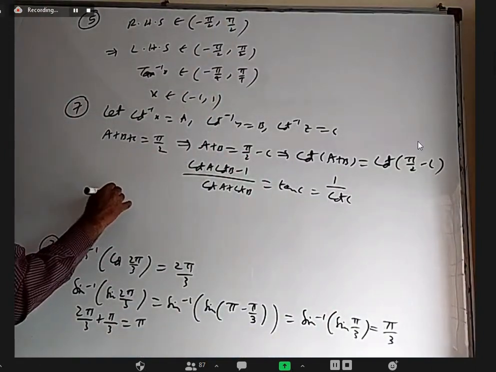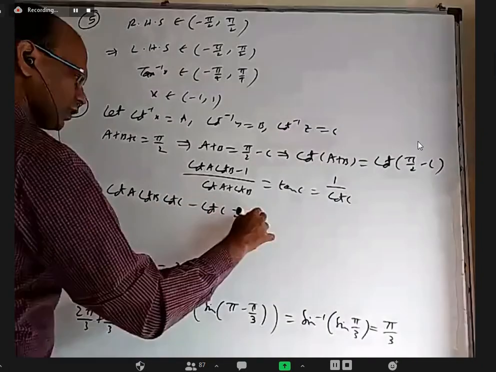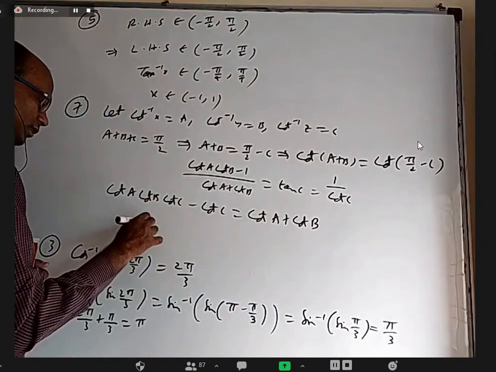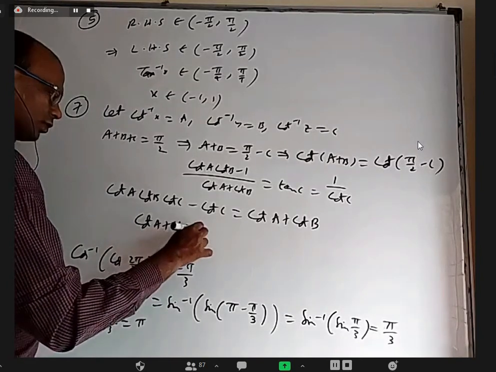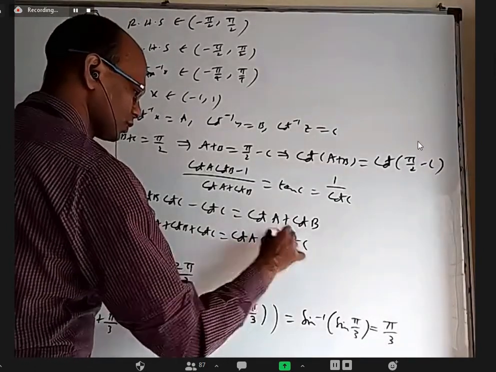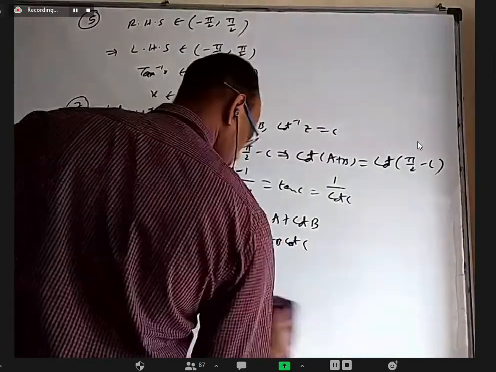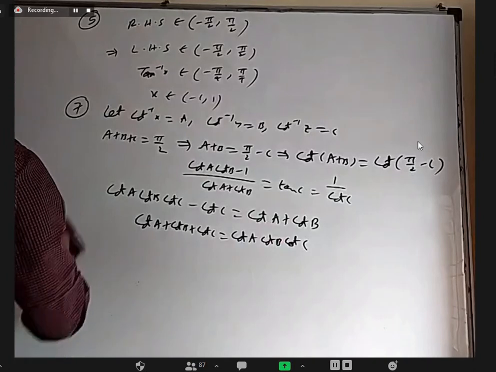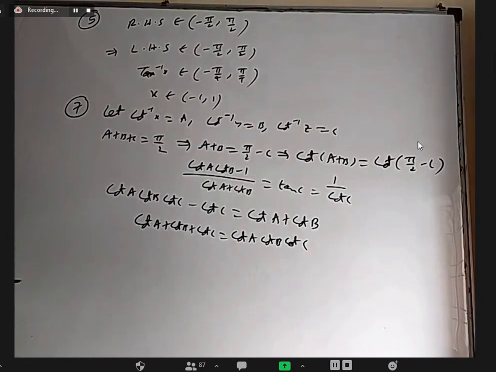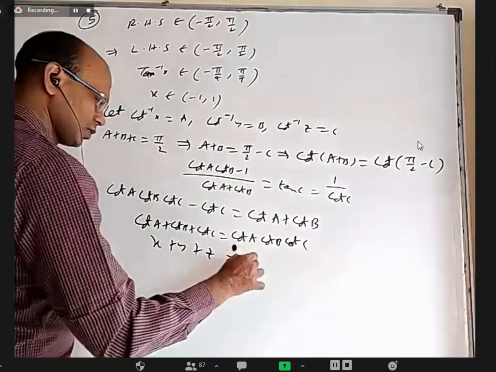Okay, when you do cross multiplication, we will get cot A, cot B, cot C minus cot C is equal to cot A plus cot B. When you send cot C that side, cot A plus cot B plus cot C is equal to cot A into cot B into cot C. And this is x, this is y, this is z, this is equal to x, y, z.